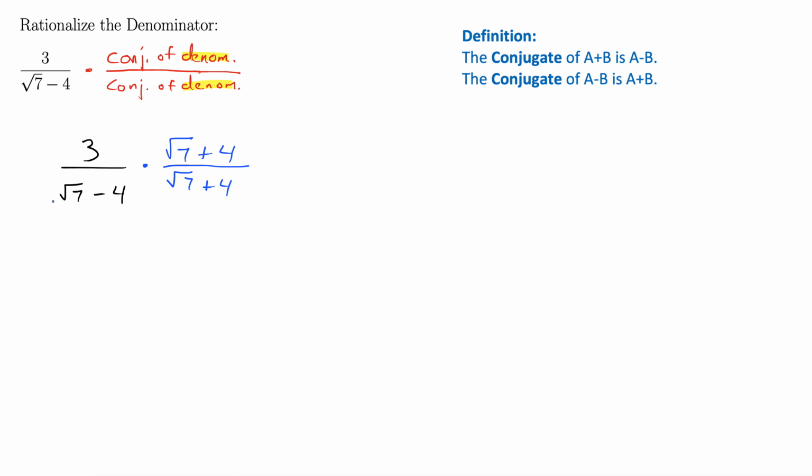Rad 7 plus 4. Okay, so there we go. We can put some parentheses around it if that helps. Let's look at the numerator here. What do we have? We have, well, 3 times rad 7 plus 4. Not much interesting there. Down below, though, what happens?